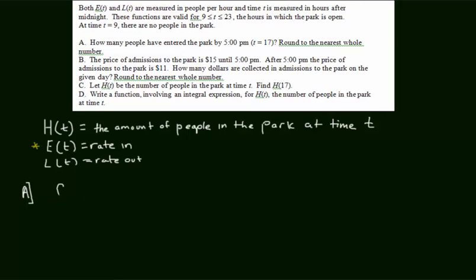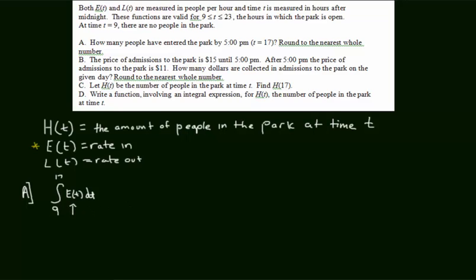What we want is the integral from 9, the time when the park opens, till 5 o'clock, which is 17, of the rate at which they enter. Again, they're not asking how many people are in the park. They want to ask, in this problem, how many people actually came into the park. So suppose we gave a ticket to every person that came in. This would be the number of people who at least had a ticket.